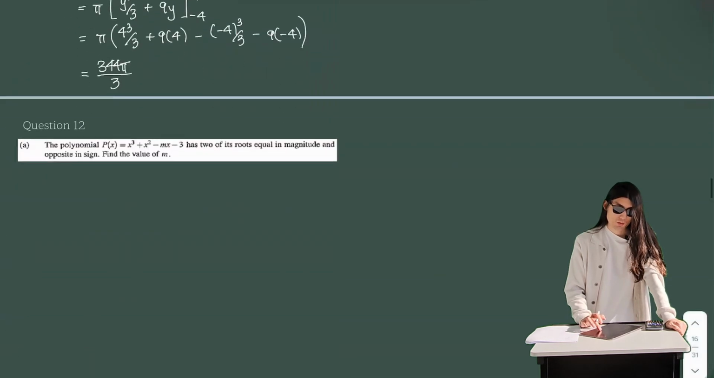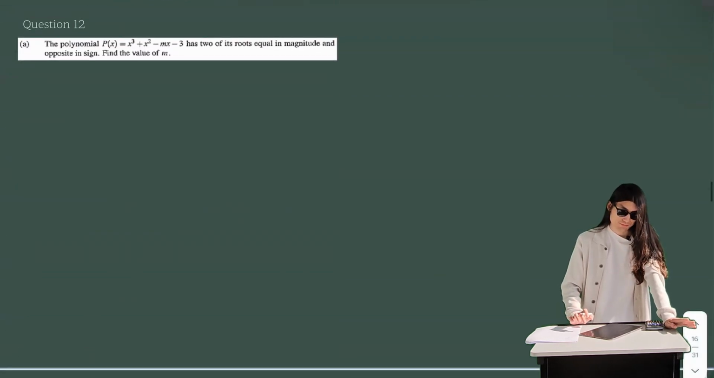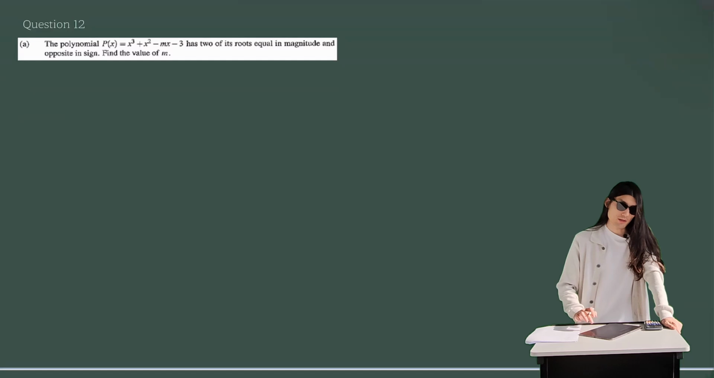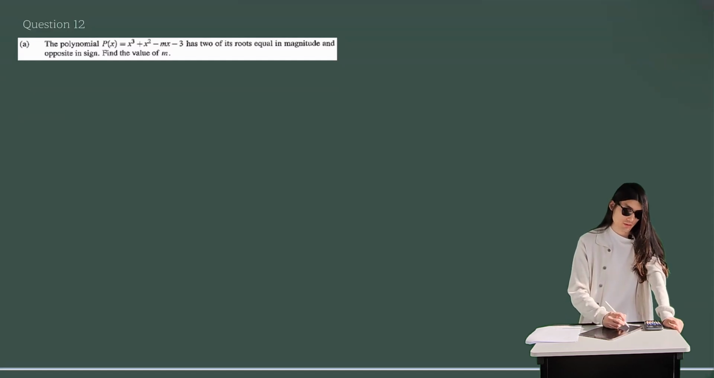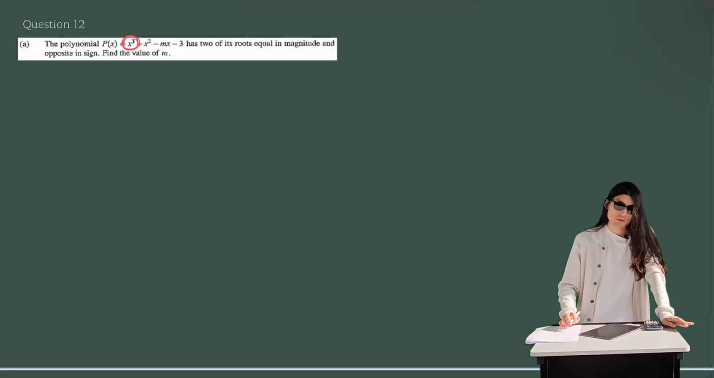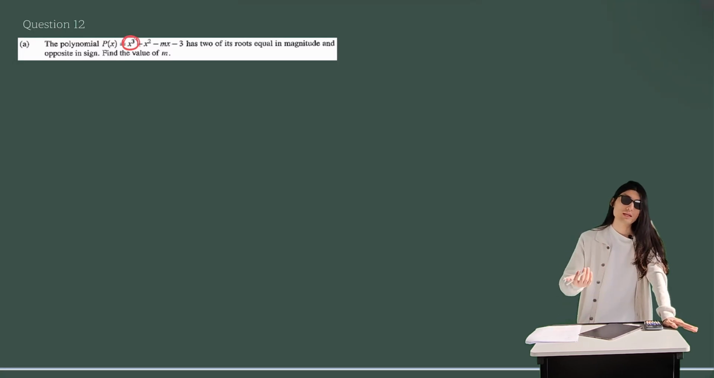12. Moving on to question 12. Question 12a. Polynomial has 2 of its roots equal in magnitude and opposite in sign. Right, and it's a polynomial of degree 3, isn't it? Meaning what? How many roots in total? 3. And of those 3 roots, 2 of them are equal in magnitude and opposite in signs, aren't they?